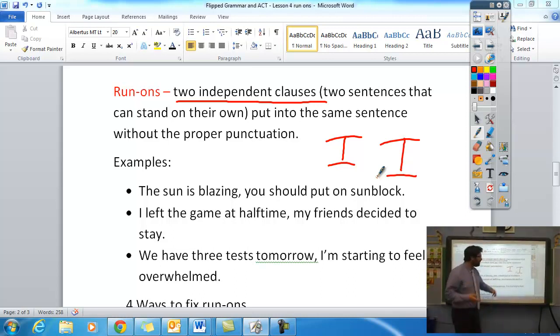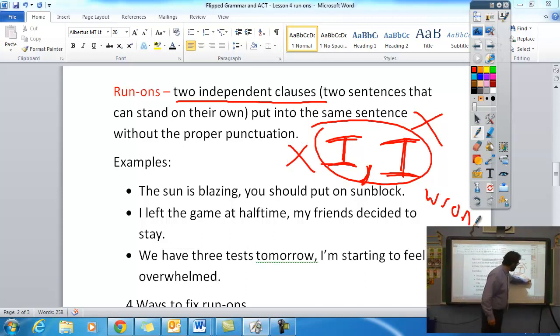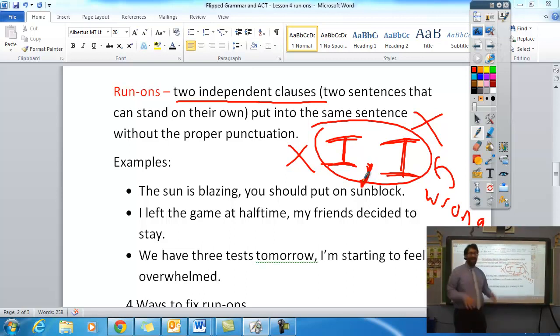You know what you love to do? When you've got an independent clause, a sentence that can be on its own, and another independent clause, you guys love to put a comma right here. No, no, no. You cannot do this. Do not do this. This is wrong. You cannot put an independent clause and an independent clause with a comma. That is a run-on. It's called a comma splice, a comma splice run-on. We want to avoid these, and we got to fix them.